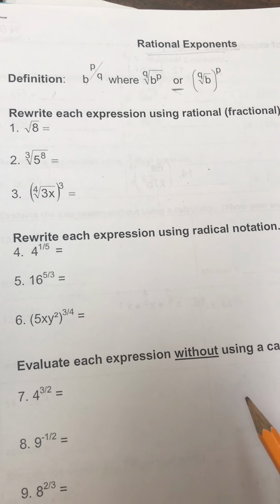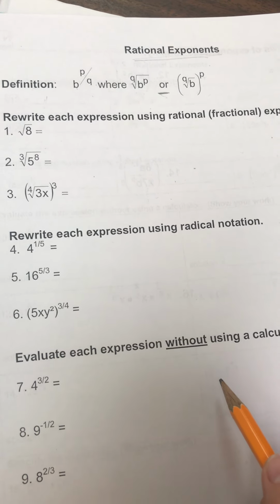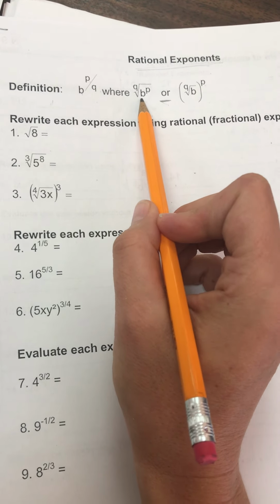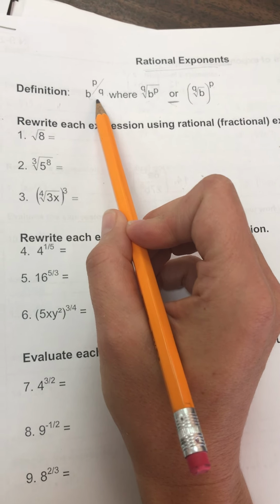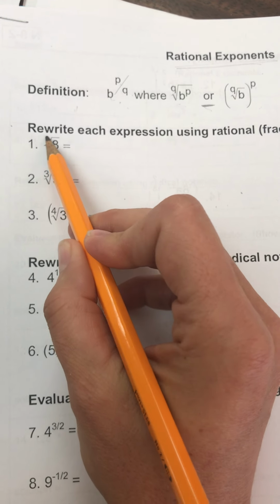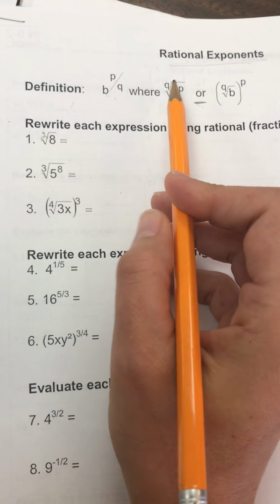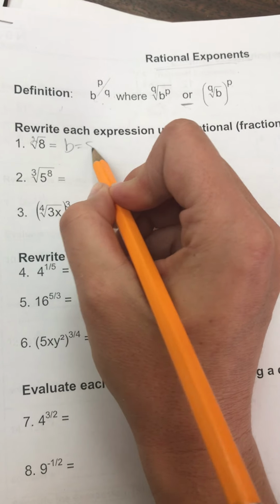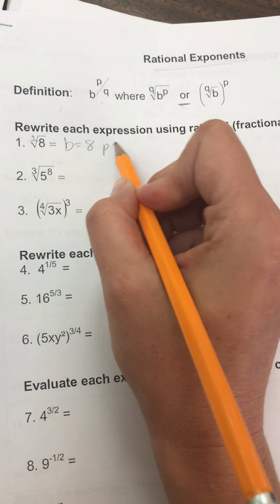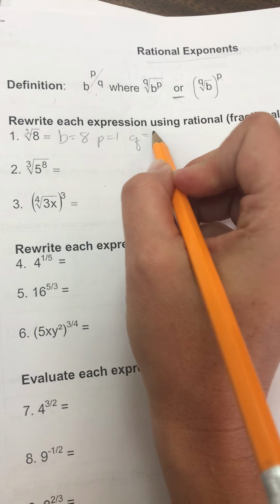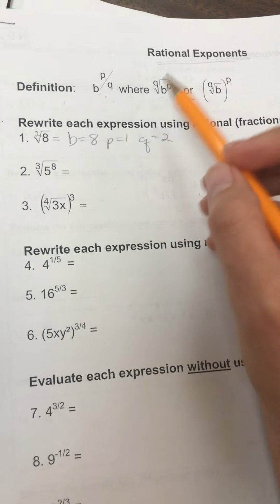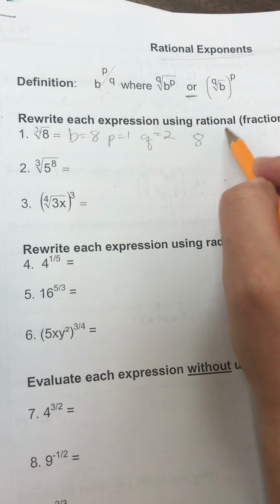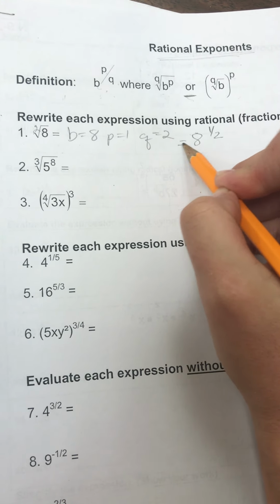So let's do a couple of examples in the first section. Rewrite each expression using rational fractional exponents. So we're given this form, and we need to convert it to this form, okay? So if you're given the square root of 8, there's an understood 2 here, okay? So your b is 8, your p is equal to 1, and your q is equal to 2. Now we're going to rewrite it like this. You're going to have 8, and it's going to be p over q, so to the 1/2. So this is your answer, 8 to the 1/2.